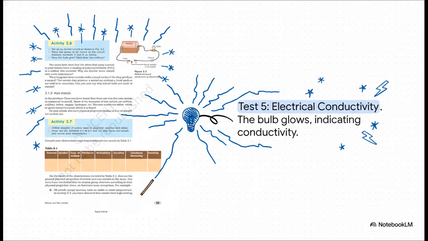This classic circuit diagram shows it perfectly. When you place a piece of metal in the gap, those electrons flow freely, which completes the circuit and lights up the bulb. This is the fundamental reason why all our electrical wires are made of metals like copper.